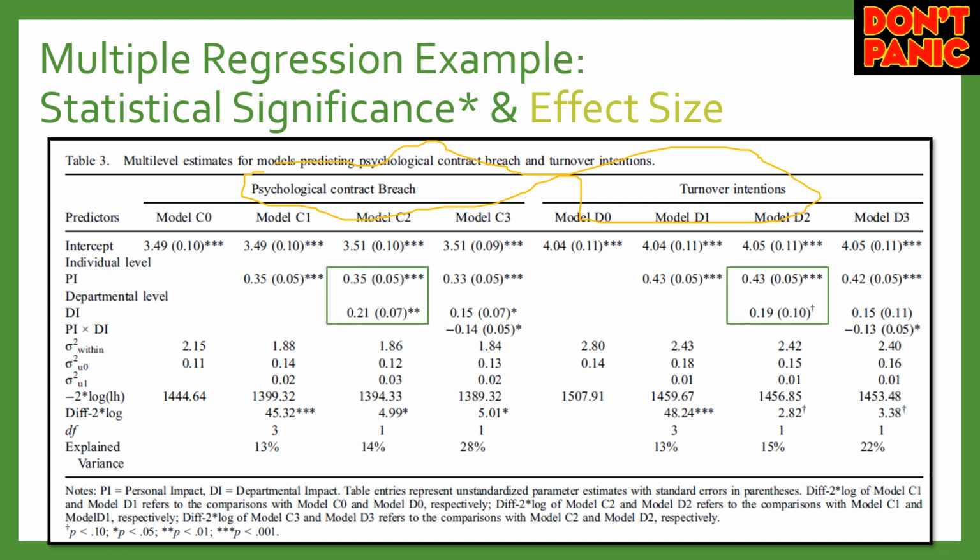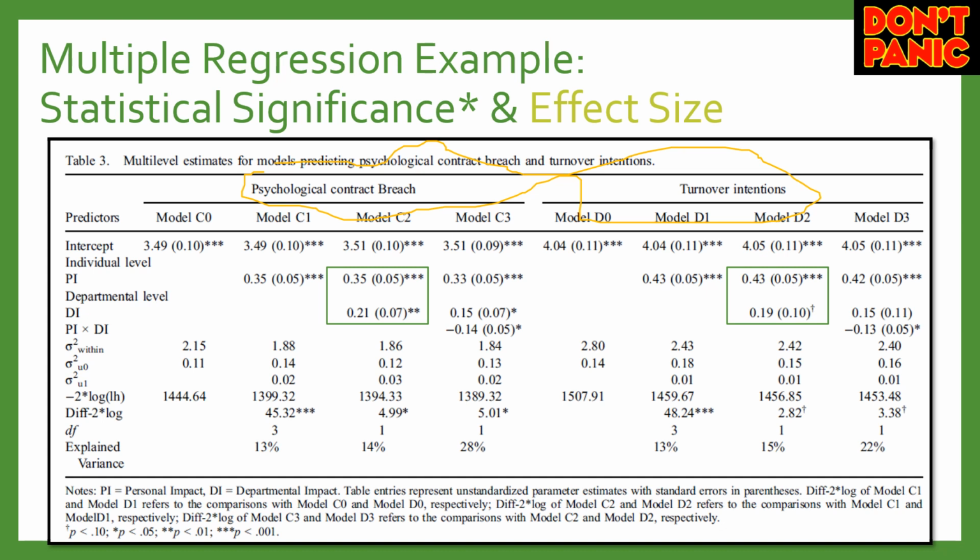Now focus on the asterisks and allow me to demonstrate results for the main effects again by focusing on the regression coefficients for the independent variables in model C2 for psychological contract breach as the dependent variable, and also model D2 with turnover intentions as the dependent variable. So as we can see here, they're positive correlations, so results suggest positive betas.